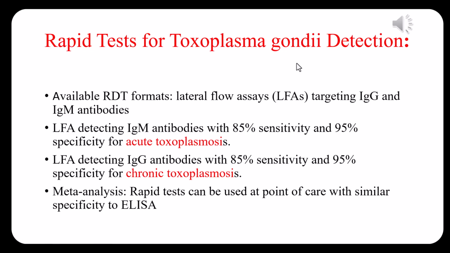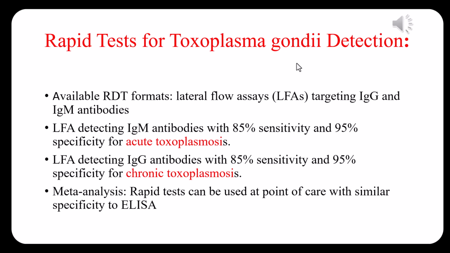This test we mostly do in the parasitology lab to detect whether the patient has Toxoplasma or not. Toxoplasma, as you know, is commonly known as a cat disease. This disease may be acute in the first stage, and also maybe chronic. So what is the rapid test that helps us detect Toxoplasma? The name is lateral flow assay, which targets IgG and also IgM.